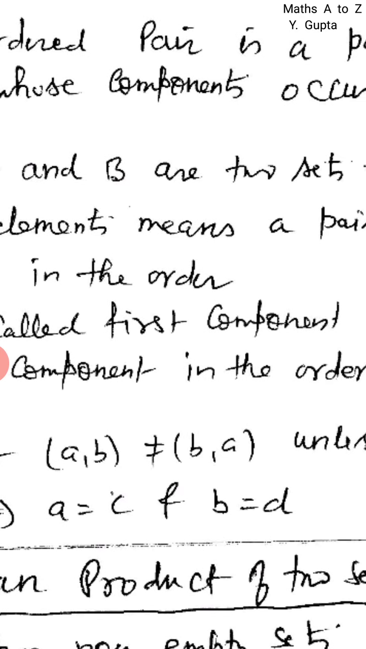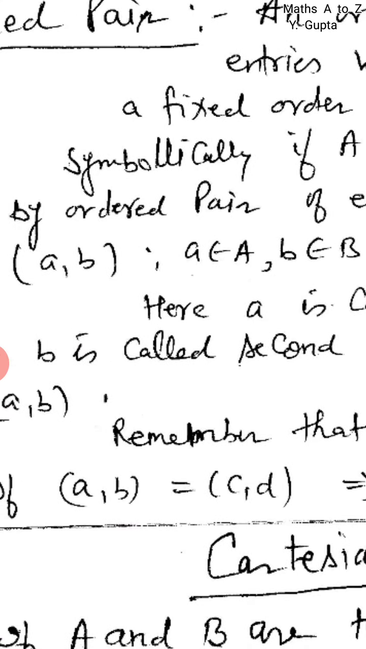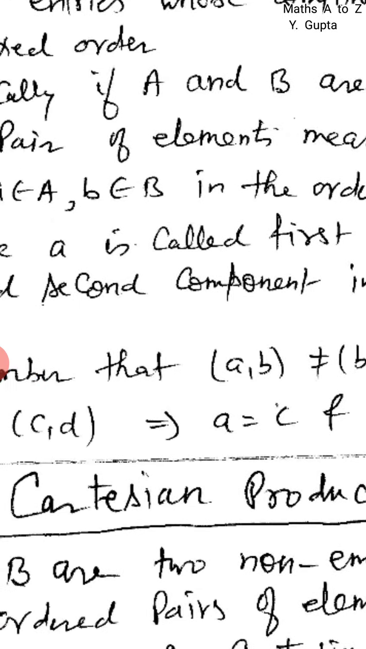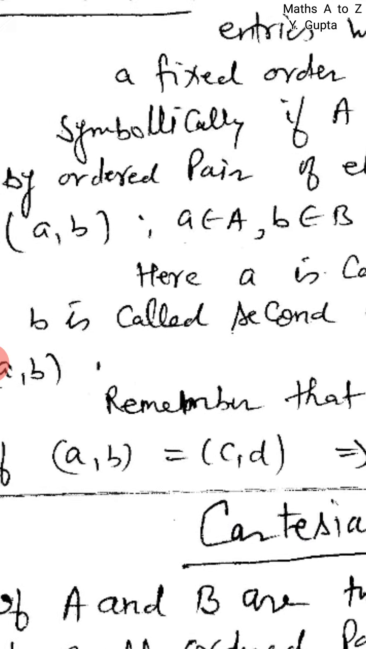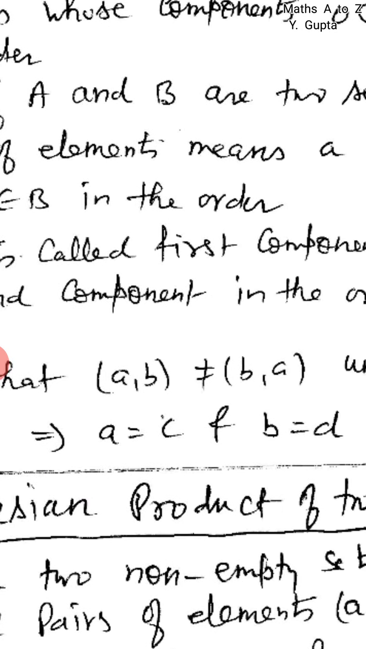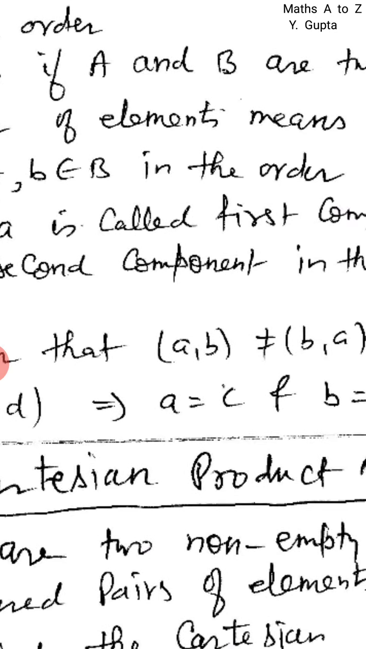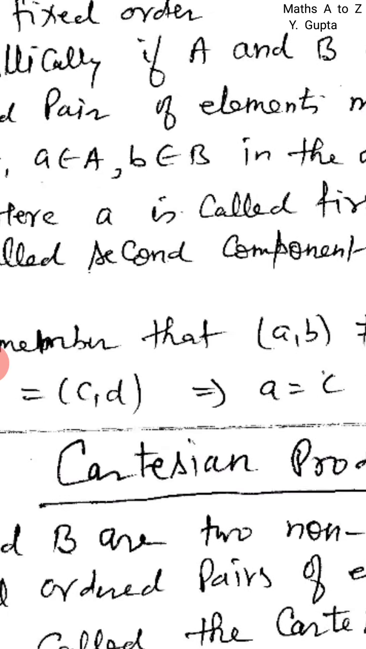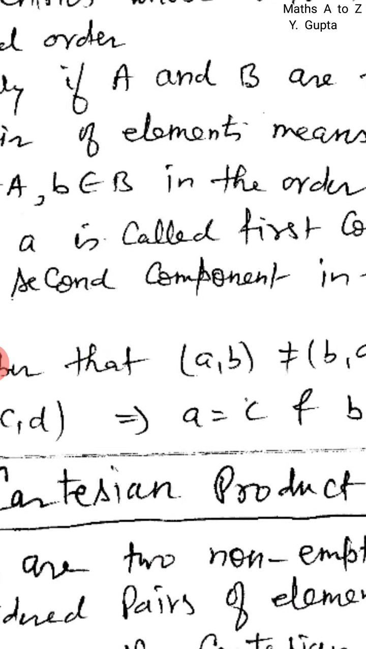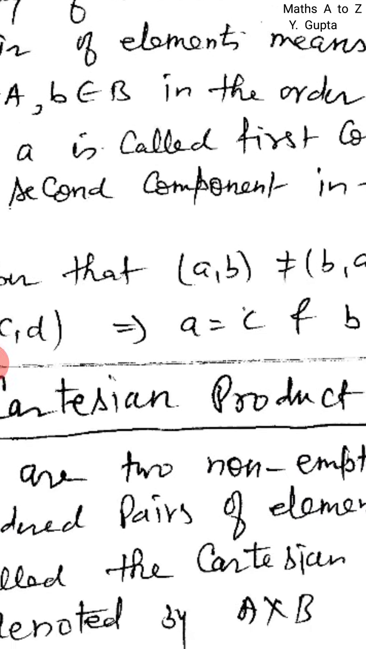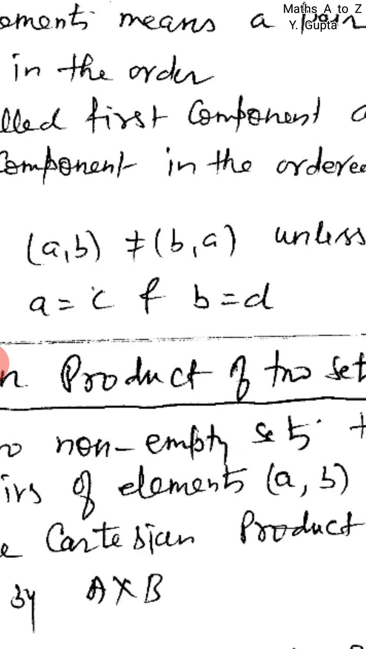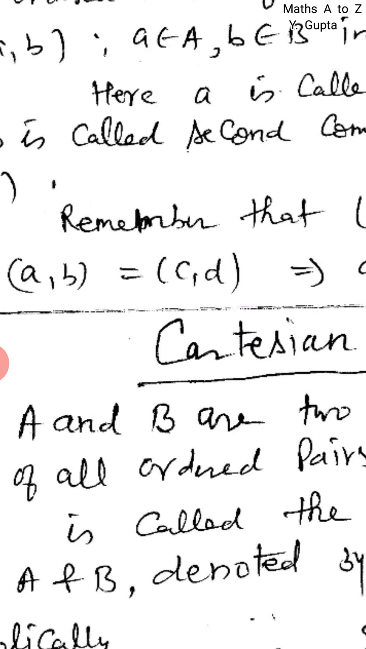Symbolically, if A and B are two sets, then an ordered pair of elements means a pair (a, b) such that a belongs to set A and b belongs to set B, in the order. Here a is called the first component and b is called the second component in the order (a, b). Remember that ordered pair (a, b) is not equal to ordered pair (b, a) unless a is equal to b.